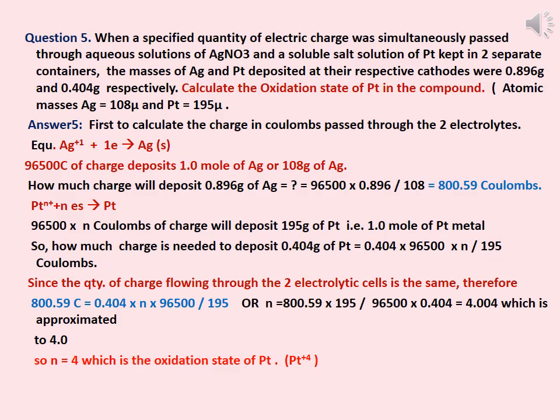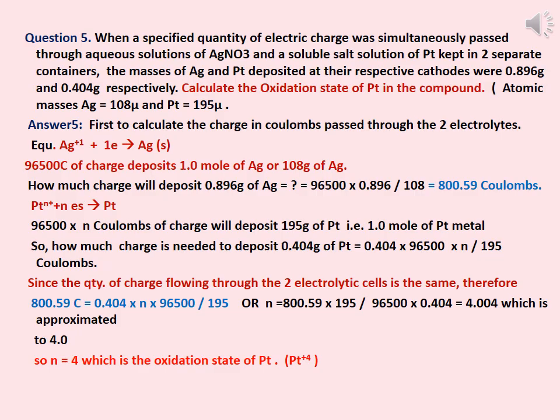So how much charge is needed to deposit 0.404 gram of platinum, as asked in the problem? So that is 0.404 into 96,500 into N divided by 195. So that much coulombs of charge is required.